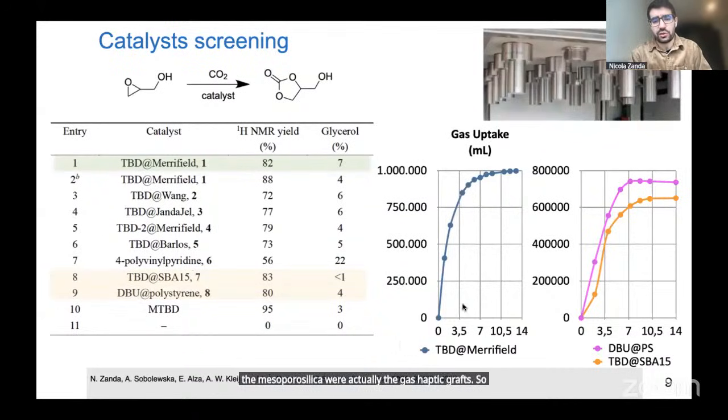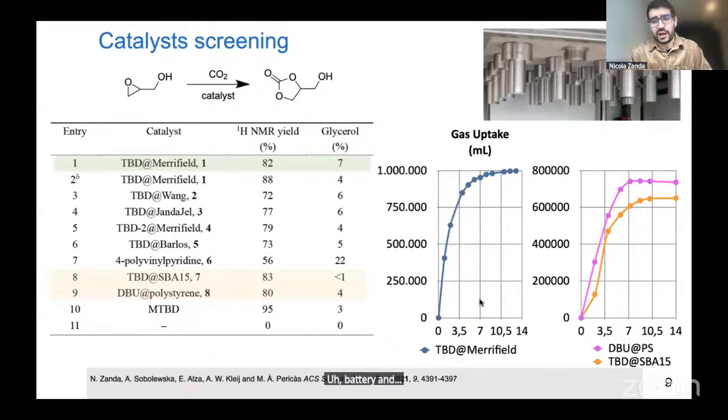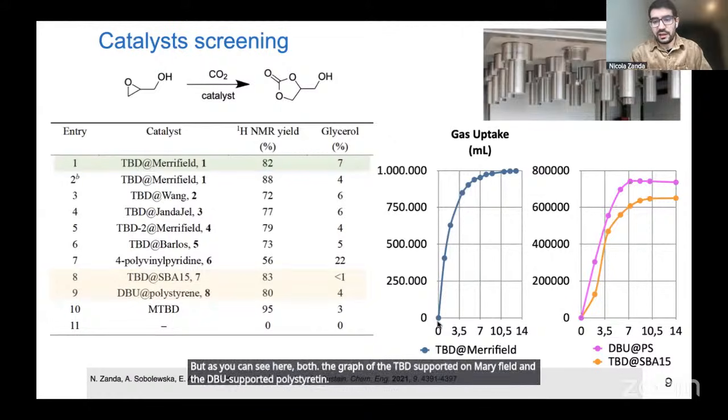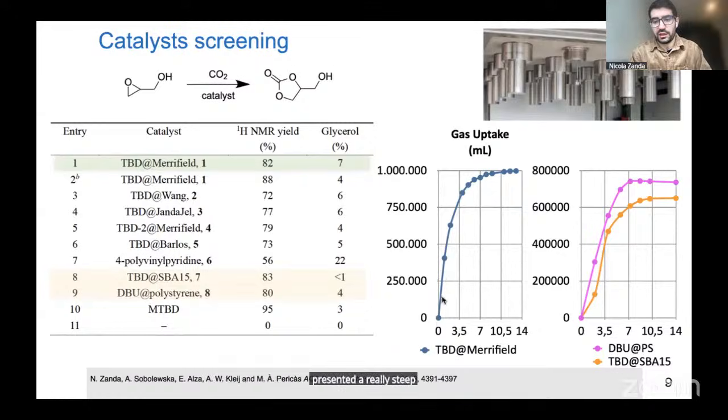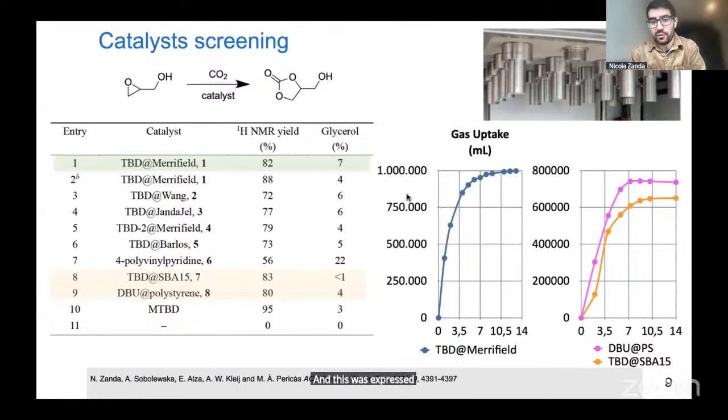So these were taken from different experiments, and we use them more in a qualitative way rather than in a quantitative fashion. But as you can see here, both the graph of the TBD supported on Merrifield and the DBU supported on polystyrene presented a really steep consumption of the CO2 at the beginning of the reaction. And then once the reaction was reaching nearly quantitative conversion, it was stopping. And this was expressed in terms of milliliters per hour that were used.